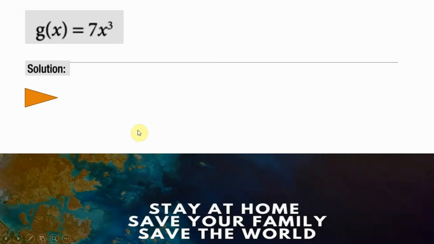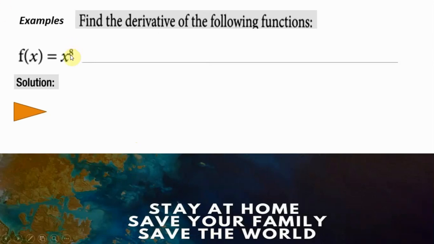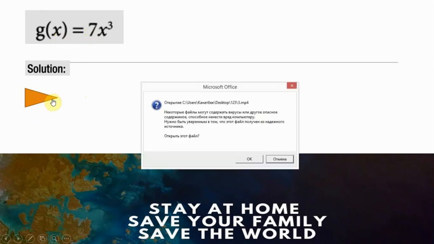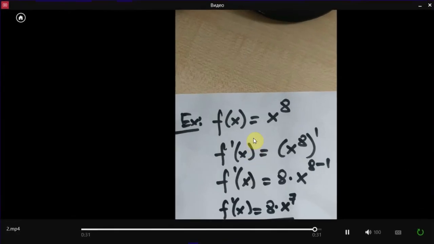Okay, one more example. g of x is equal to 7 times x to the power of 3. As you see here, there is no constant number written. The constant number is 1 every time. If there is no number, we think there must be 1. But in this exercise 7 is the constant number. Let's show the solution.